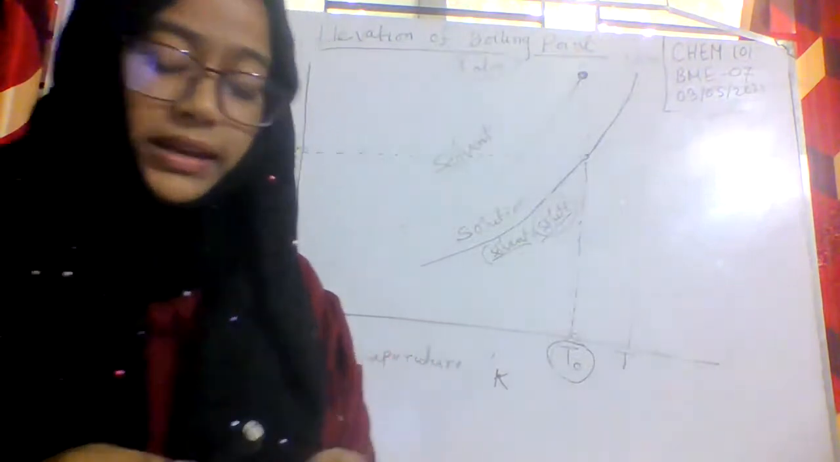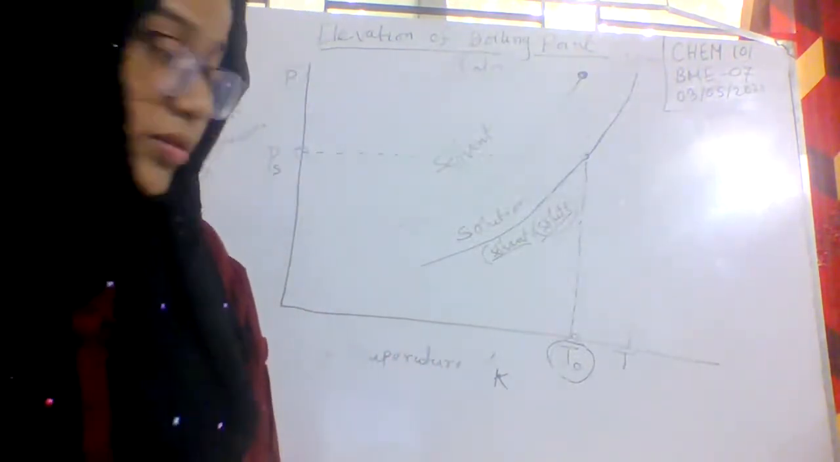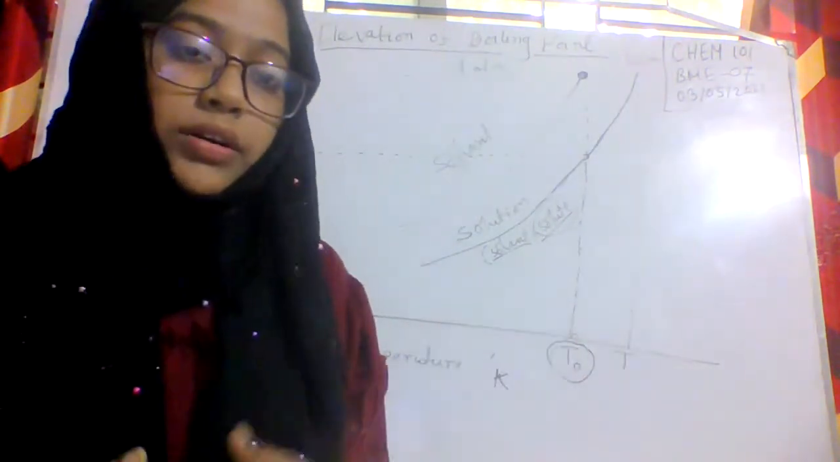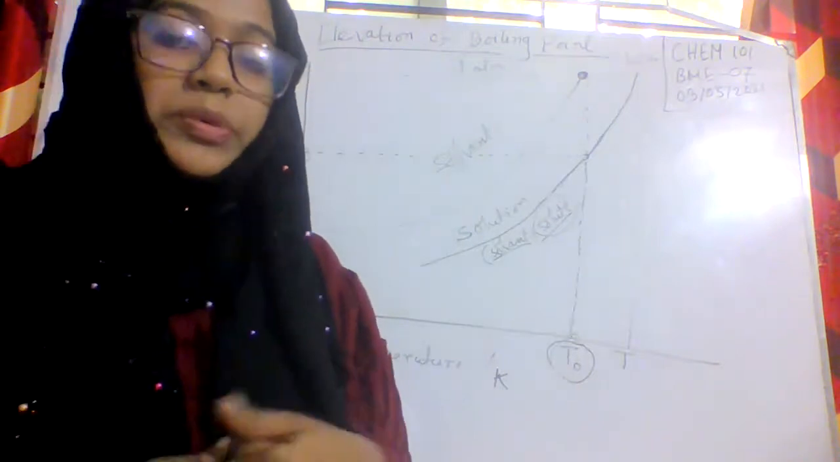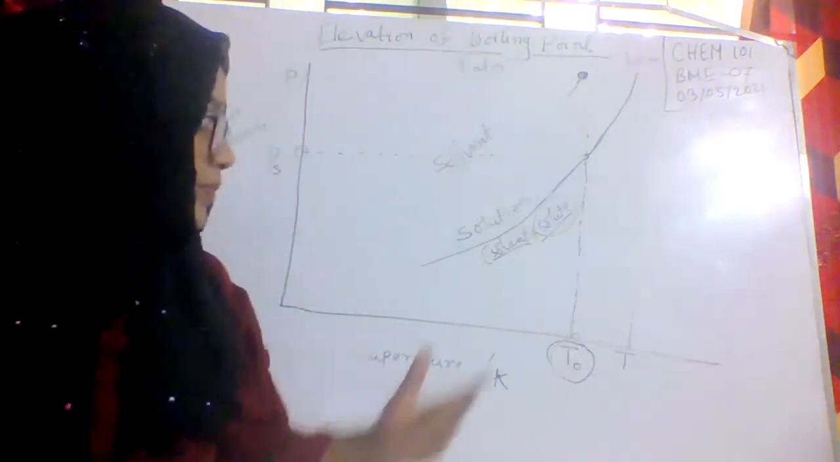Now, can you understand how they become colligative properties? And colligative property depends on what?